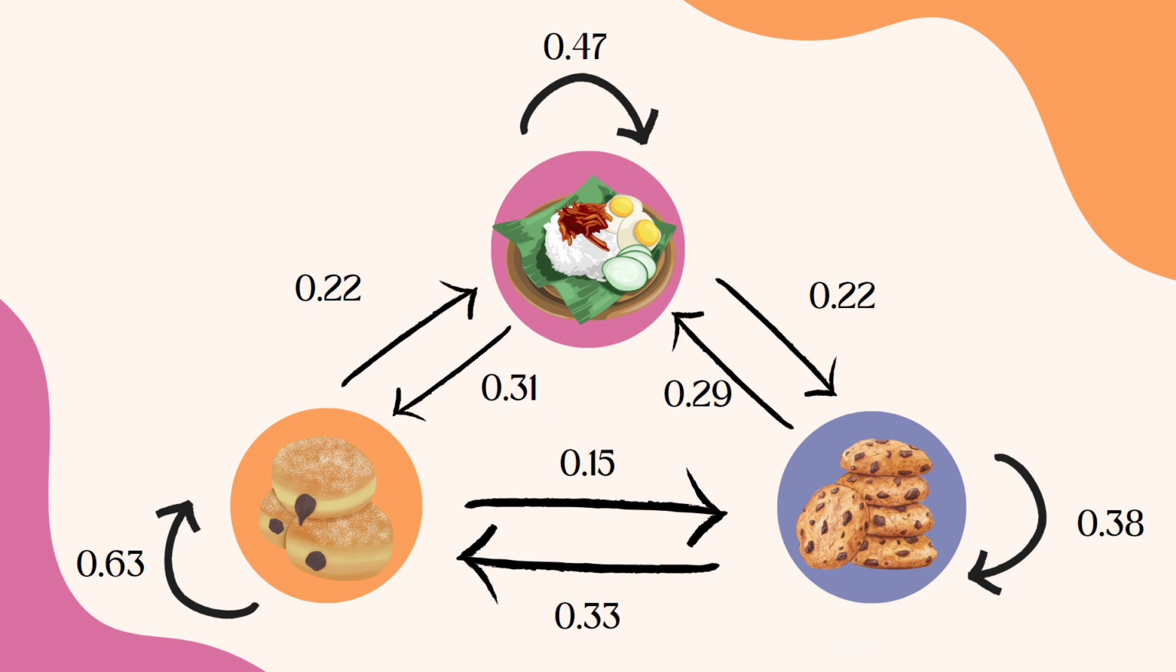So here, we can see if a customer bought a bomboloni for the first time, the probability of the customer buying bomboloni again the next day is going to be 0.63. Meanwhile, the probability of the customer buying a nasi lemak is going to be 0.22, and the probability for the customer to buy cookies the next day is going to be 0.15, and so on. Notice how this whole diagram can be complicated and confusing to understand, right? So let's simplify this in the form of a matrix.